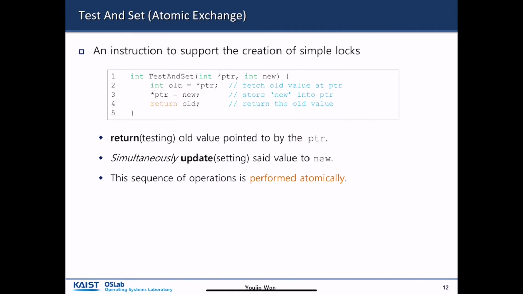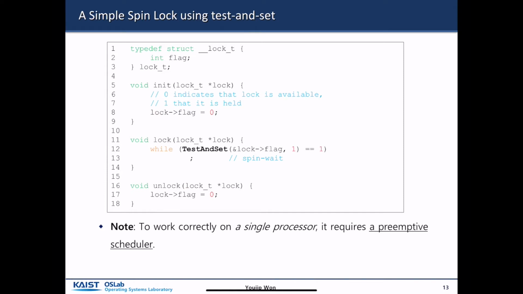So this is the C code for test and set, but in actuality, test and set is an assembly instruction. To help understanding, test and set has two parameters. The first one is the address, the second one is the value. So this is the address, this is the value. What test and set does is it returns the old value at the memory location, and simultaneously it updates the value of the memory location with the given value. And since this is a single instruction, of course it is executed atomically. This is the test and set operation, and it is also called atomic exchange. So this is a simple lock implementation using test and set.